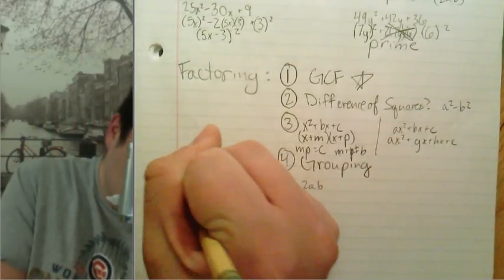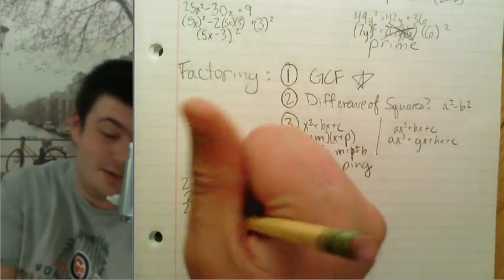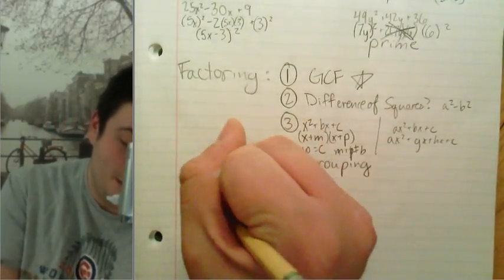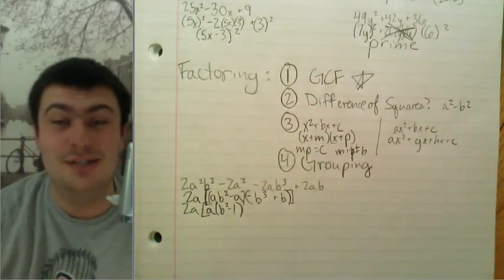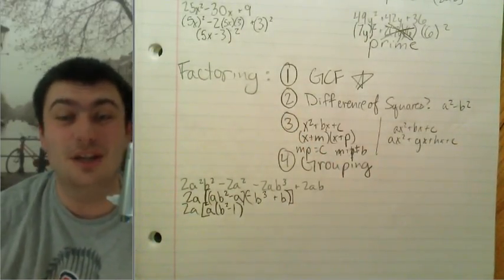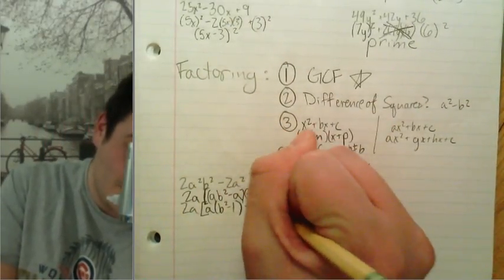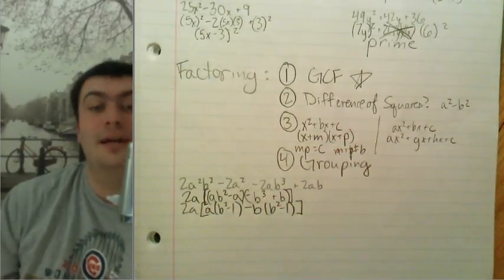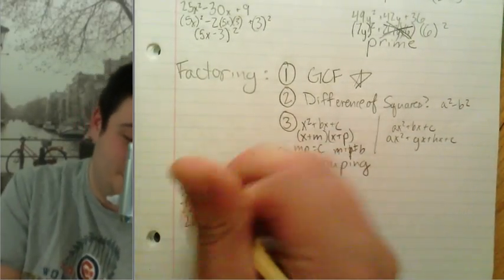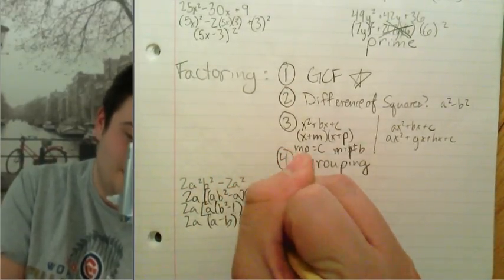So in this first group, ab squared minus a, what's my greatest common factor? I have a that I can pull out, and I'm left with b squared minus 1. Now, I want to be left with b squared minus 1, and I have negative b cubed plus b. I'm going to pull out negative b, so I'm left with b squared minus 1. Now, when I do the grouping and I pull those groups forward, I have 2a times the group a minus b times b squared minus 1.